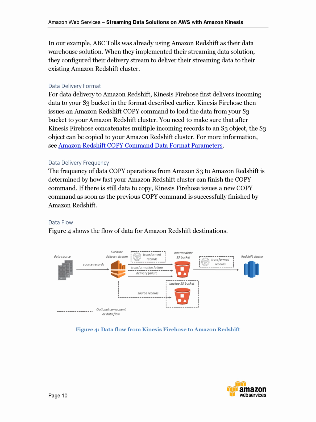Data delivery format. For data delivery to Amazon Redshift, Kinesis Firehose first delivers incoming data to your S3 bucket in the format described earlier. Kinesis Firehose then issues an Amazon Redshift COPY command to load the data from your S3 bucket to your Amazon Redshift cluster. You need to make sure that after Kinesis Firehose concatenates multiple incoming records to an S3 object, the S3 object can be copied to your Amazon Redshift cluster. For more information, see Amazon Redshift COPY command.